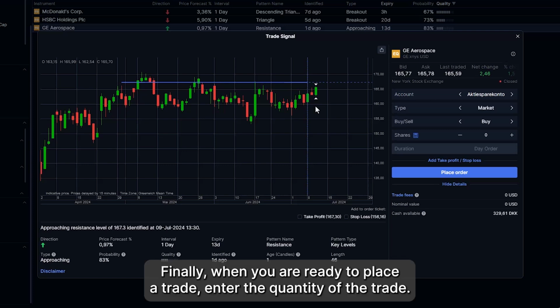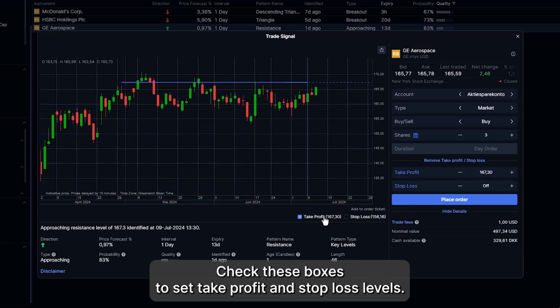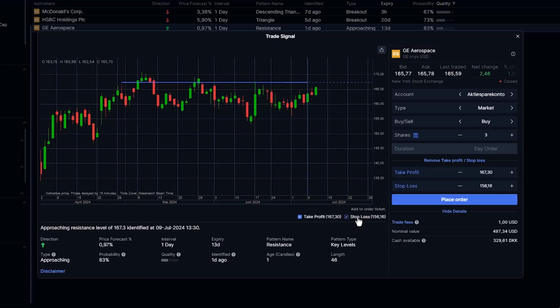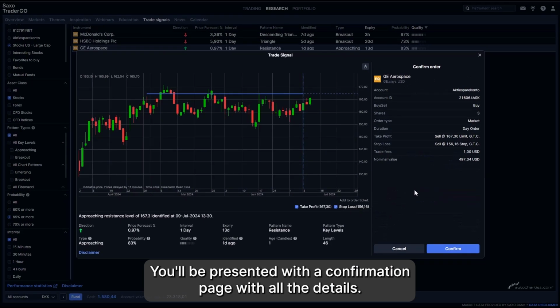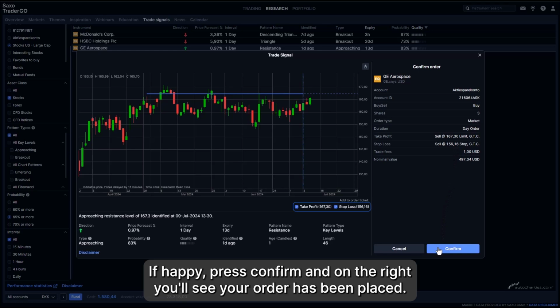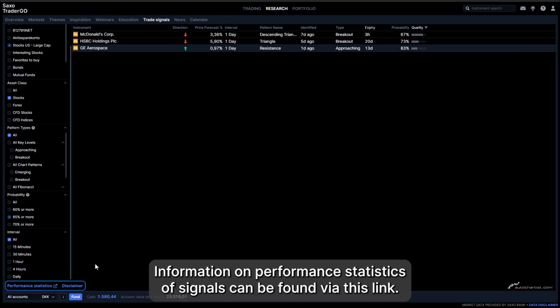Finally, when you are ready to place a trade, enter the quantity of the trade, check these boxes to set take profit and stop loss levels. Then finally press Place Order. You'll be presented with a confirmation page with all the details. If happy, press Confirm, and on the right, you'll see your order has been placed. Information on performance statistics of signals can be found via this link.